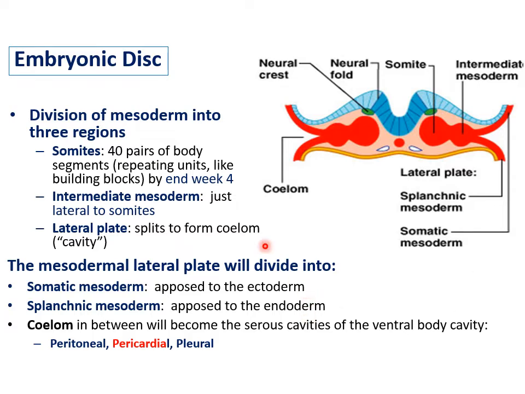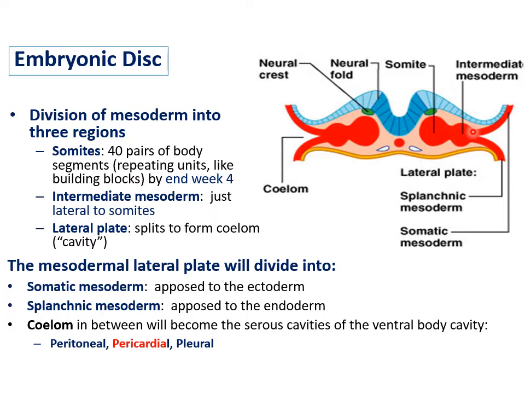Again, in the embryonic disc is being divided. Looking at it and coming to the mesoderm specifically here, division of the mesoderm into three parts. Look at it, symmetrical parts on the right and on the left. Here is the notochord. Notochord, as you know, it is forming the nucleus pulposus of our vertebral bodies really.